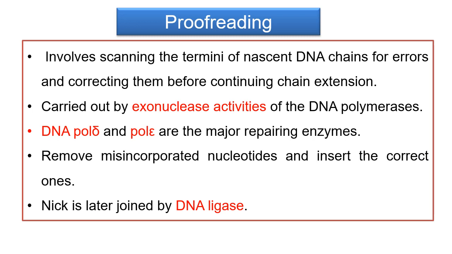DNA proofreading mechanism involves correction of errors before continuing elongation, and it is done by 3 to 5 prime exonuclease activity of the polymerases, where terminal misincorporated bases or base is clipped off from the 3 prime end, and the correct one is inserted. DNA polymerase delta and epsilon are the major repairing enzymes. They remove misincorporated nucleotides and insert the correct ones. Later, the nick is joined by DNA ligase enzyme by forming phosphodiester bond in between.